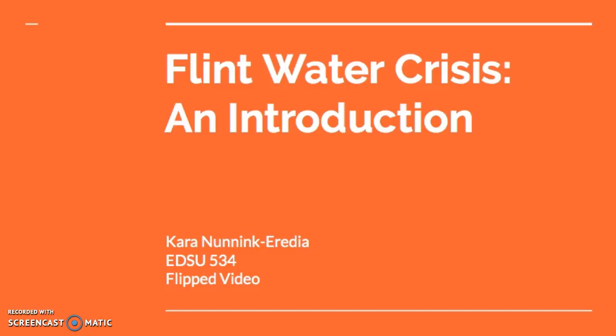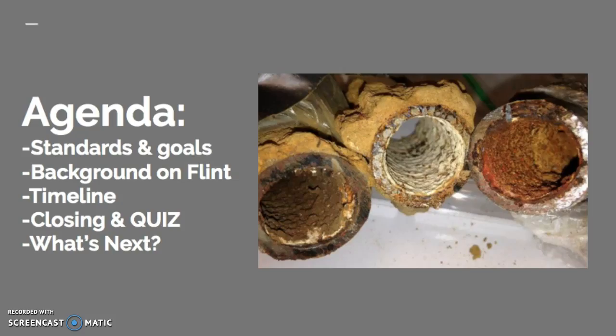So this video is on the Flint water crisis. It's a basic introduction. On our agenda today, first we're going to look into our standards and goals from this flip's lesson. And we're going to look into the basic introductory background on Flint. We're going to look at a timeline. And then we're going to close it up and give you the instructions for the quiz, and then take a look at what is expected next.